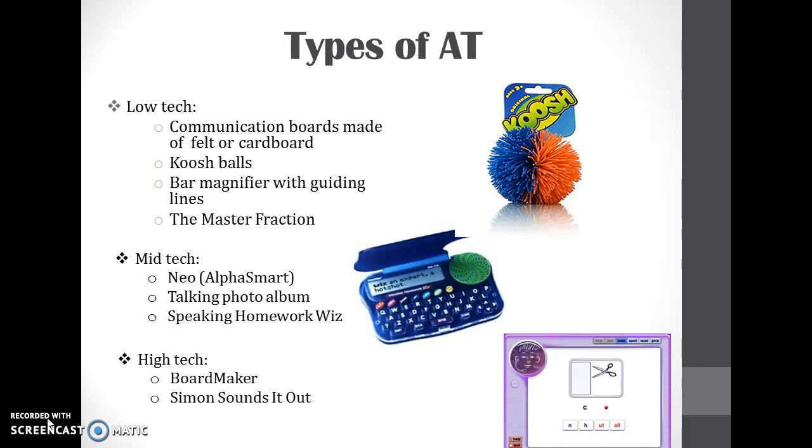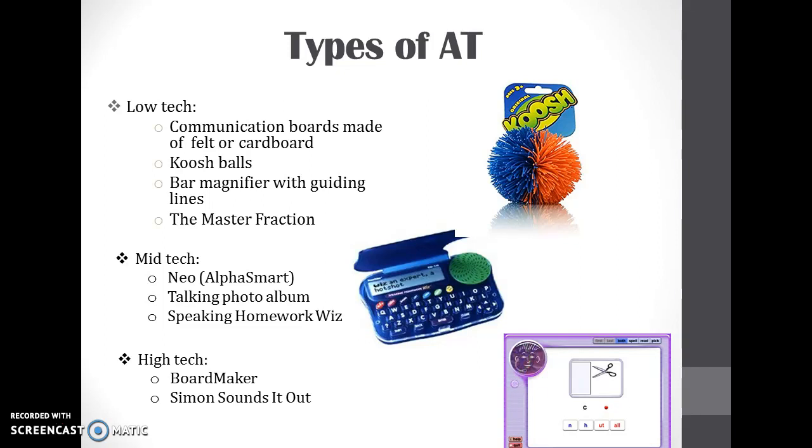There are so many different types of AT as well. It could be as simple as something that you make at home, or it could be something as complicated as a computer software system. Low-tech AT are actually devices that don't cost very much, so they're not very complicated to use and they're cheap. Some examples of low-tech AT are communication boards, push balls, which is what that picture to the right is, bar magnifiers with guiding lines, and the master fraction, which is a transparent overlay that assists in understanding math concepts like fractions.